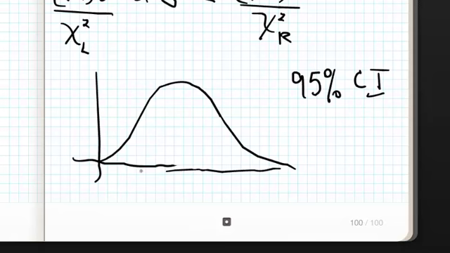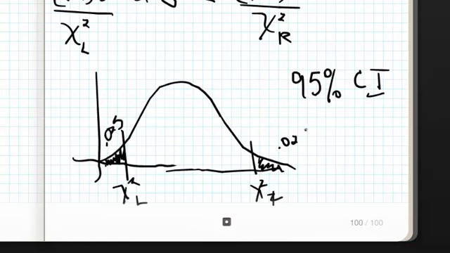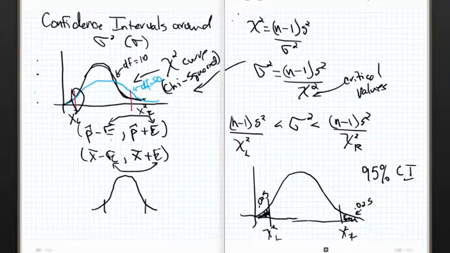Now, here's what I'm going to have to do. I'm going to have to figure out my chi-squared on the left and my chi-squared on the right. Notice the areas here: I'm going to need 0.025 worth of area on this one, and 0.025 area on this one as well. But because the areas don't look the same, just by looking at this curve, it's confusing. So I'm going to dig in on my table.